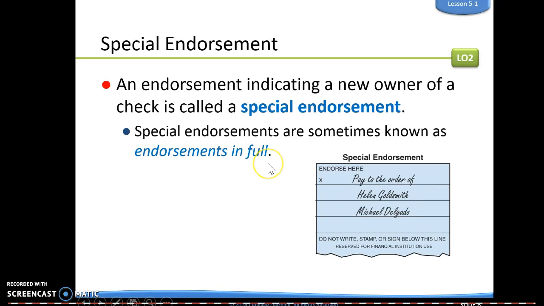The special endorsement is indicating a new owner of a check. Special endorsements are also sometimes known as endorsements in full. So notice where we see here, it says paid to the order of Helen Goldsmith. And then we have Michael Delgado's signature. So what we're seeing here is that Michael Delgado received this check, and instead of cashing it for himself, he is going to pass that over to Helen Goldsmith. So he is saying pay to the order of. Okay, so he's really using that check multiple times. Now, I would say we probably don't see this one as often. The blank endorsement is the one that we see majority of the time.